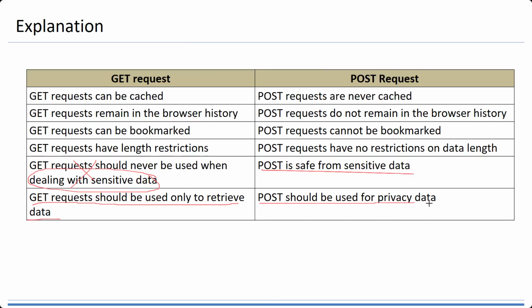POST should be used for private data. So if you are in a banking system, or an insurance company, or doing online shopping, most of them will use POST for the payment, even though when you look at the products, you need to use GET. So you need to distinguish which part of your web should use POST and which part should use GET.